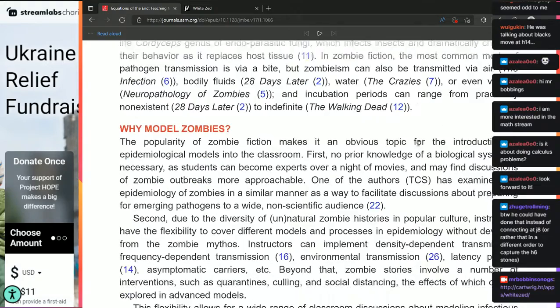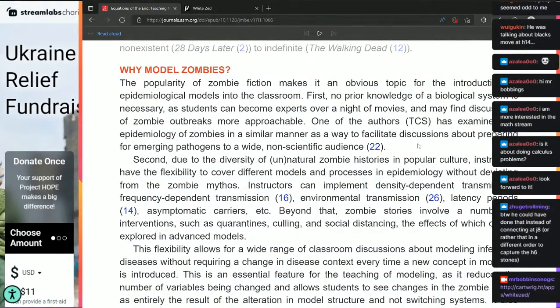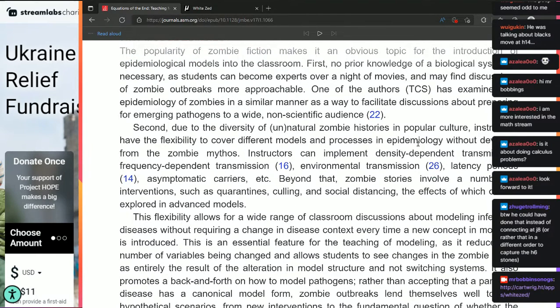So, why model zombies? The popularity of zombie fiction makes it an obvious topic for the introduction of epidemiological models into the classroom. First, no prior knowledge of a biological system is necessary, as students can become experts over a night of movies and may find discussions of zombie outbreaks more approachable. One of the authors has examined epidemiology of zombies in a similar manner as a way of facilitating discussions about preparing for emerging pathogens to a wide non scientific audience. Second, due to the diversity of unnatural zombie histories in popular culture, instructors have the flexibility to cover different models and processes in epidemiology without deviation from the zombie mythos.